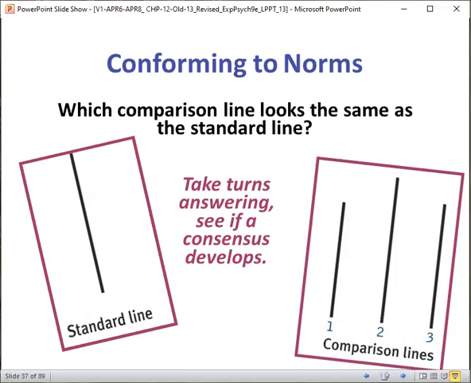What happens if I go along with the group or if I disagree with the group? So oftentimes, we don't want to have to deal with that scenario. Therefore, we go along with the group. We conform to the larger group.